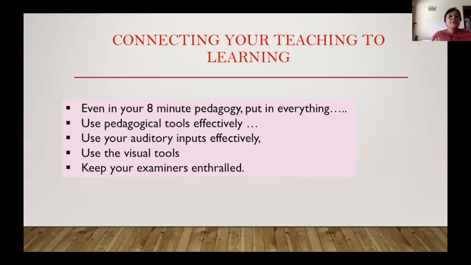Okay, use them very effectively. Use your pedagogical tools effectively, use your auditory inputs effectively, use your visual tools effectively, and keep your examiners enthralled.